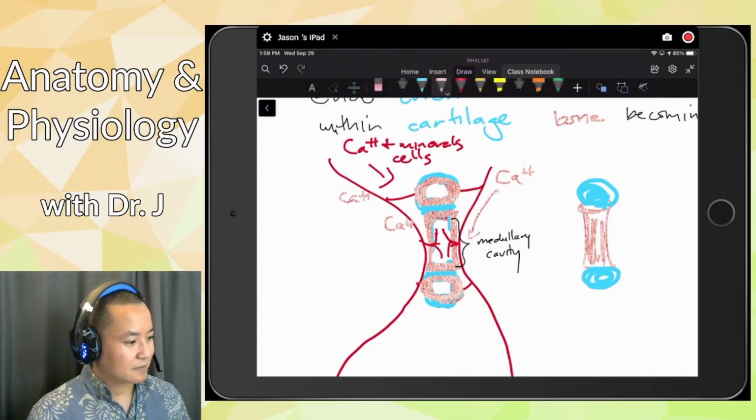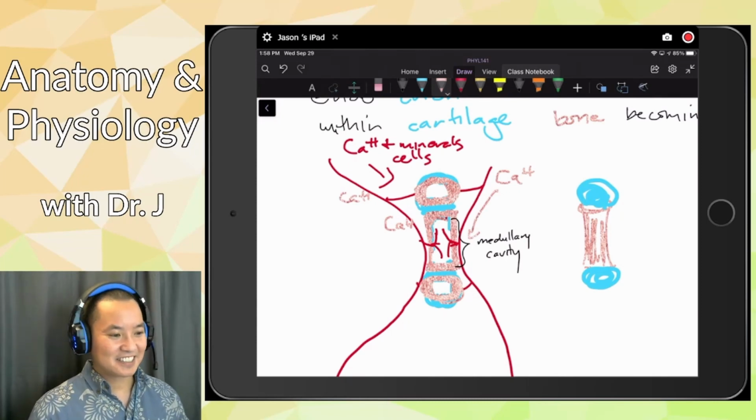Is that where bone marrow forms? I will get to bone marrow, but yes, this is why you need the space within the bone. You have other tissue within the bone as well.